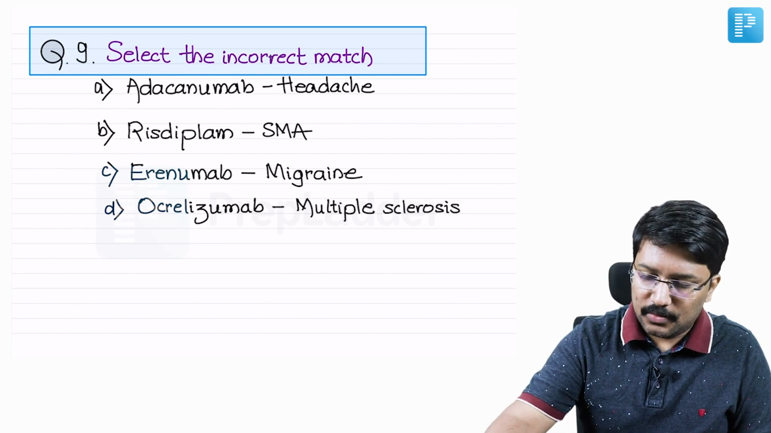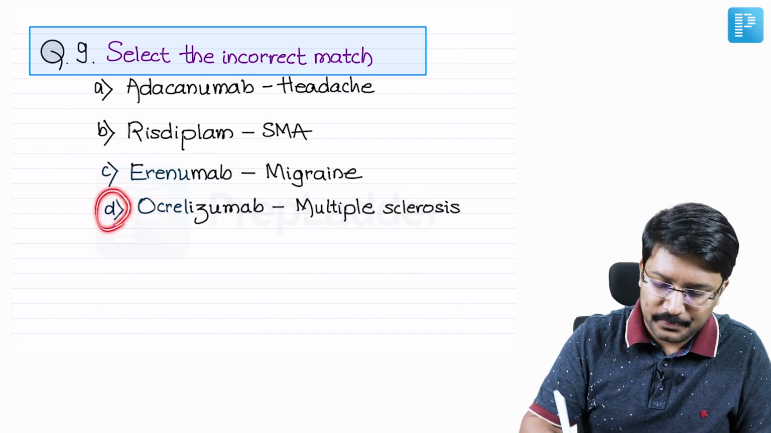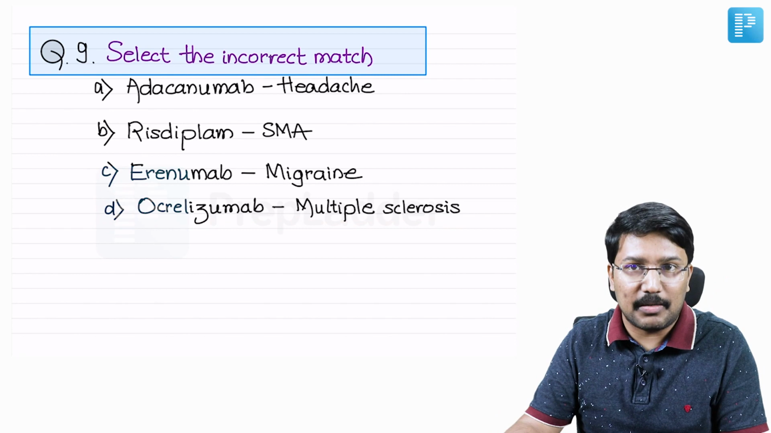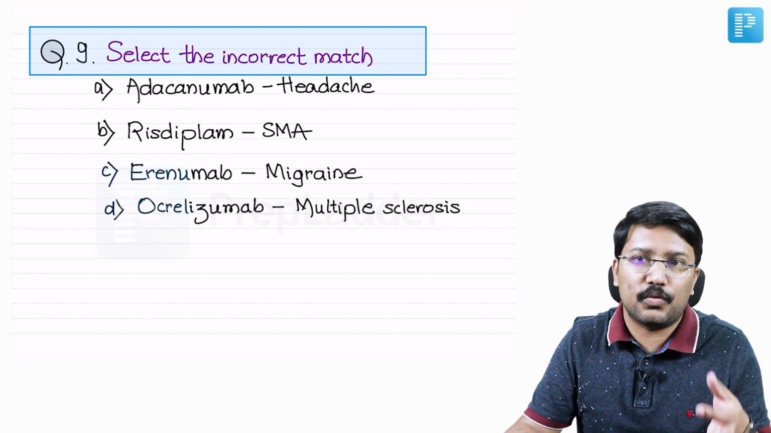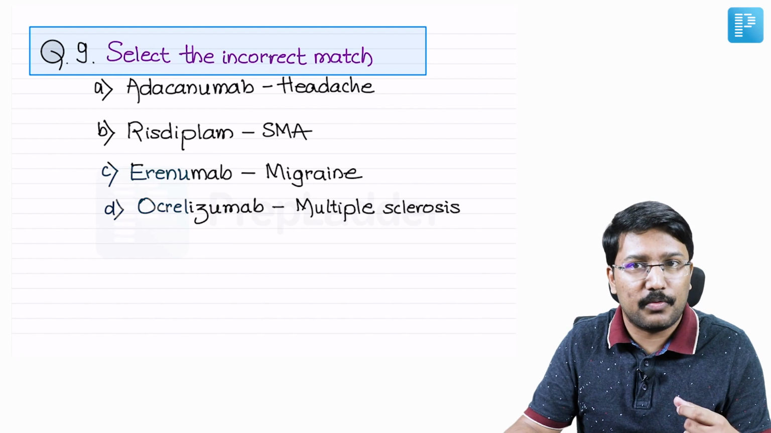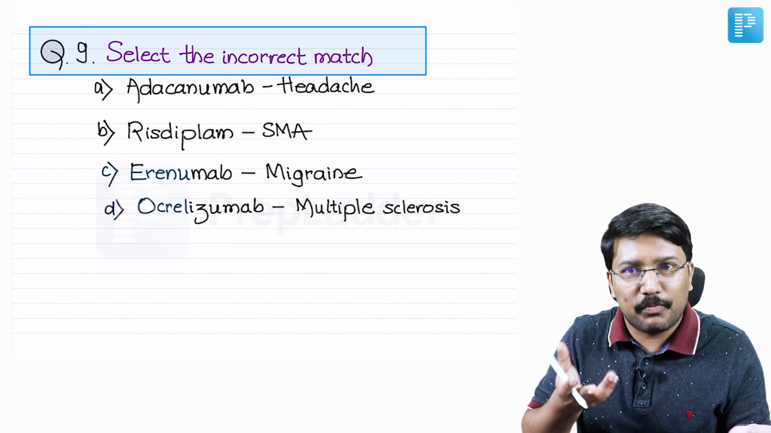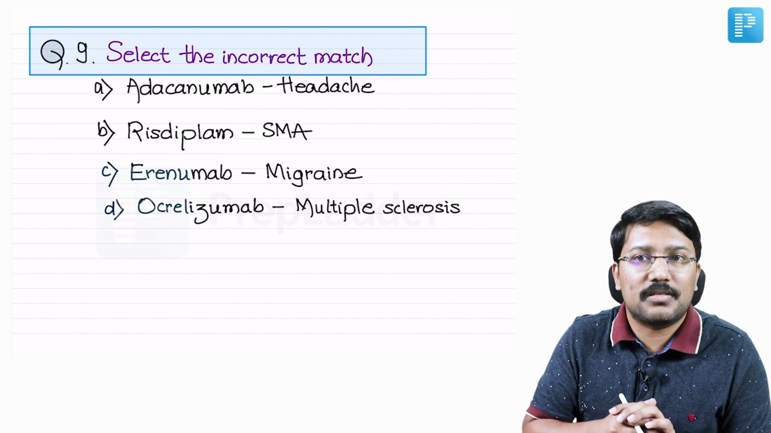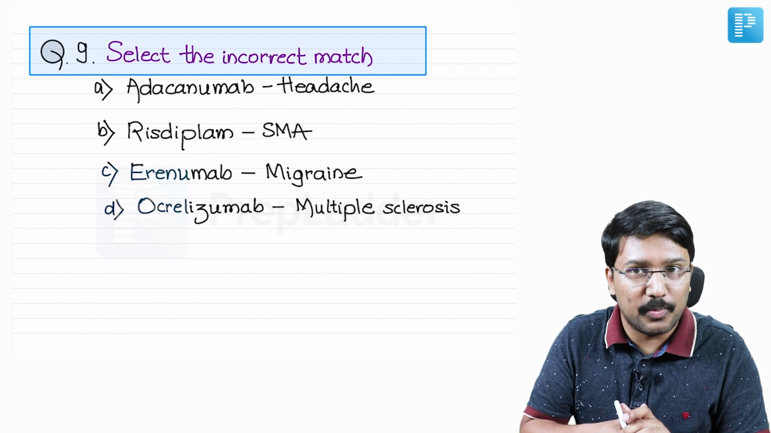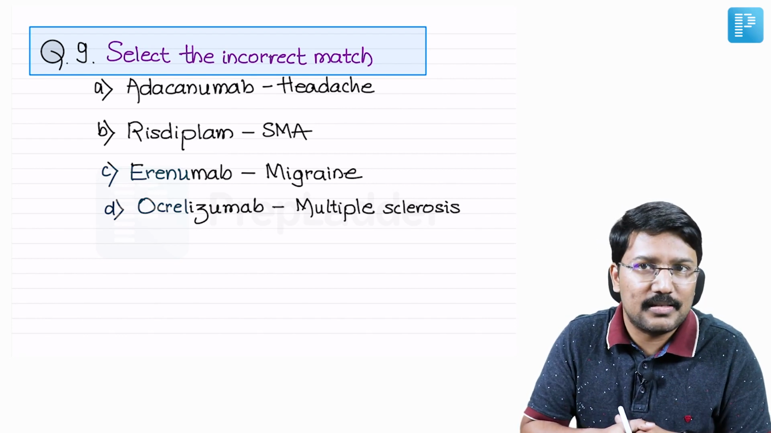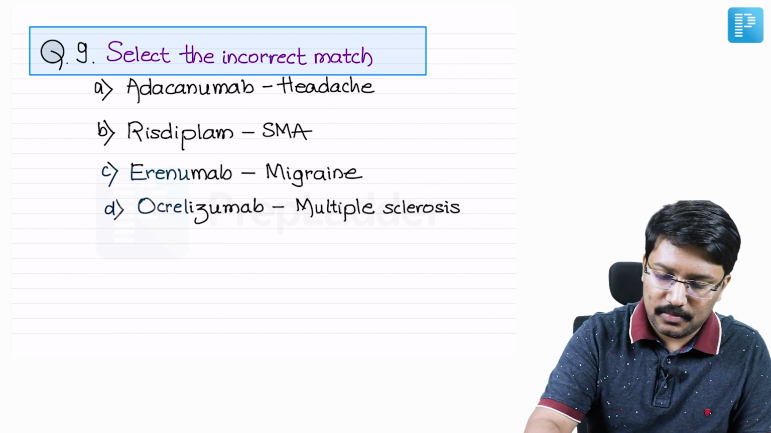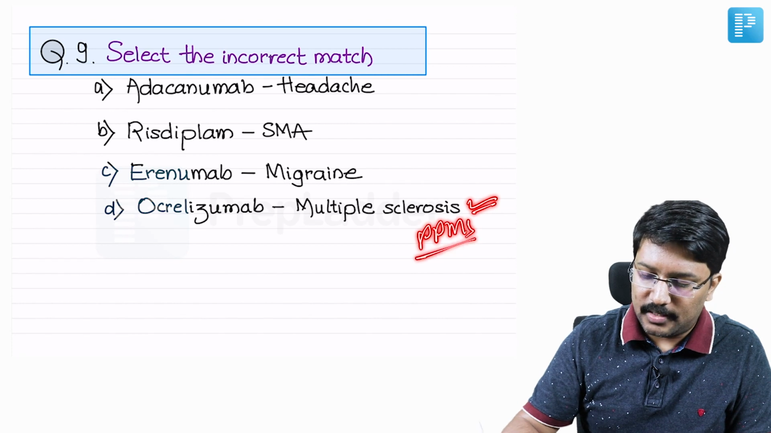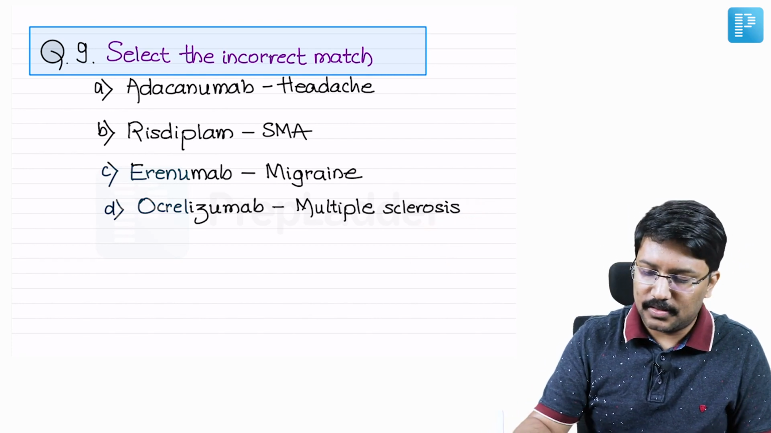Okay. So in this question, what are the incorrect matches? Let me start with option D. Ocrelizumab, definitely we all know about it. It is used in multiple sclerosis. I have discussed it multiple times. This is the first drug approved by the US FDA for primary progressive multiple sclerosis. I had told some of my UG students also that you can anticipate a question on ocrelizumab, asking which of the following is the first drug approved by the US FDA for primary progressive multiple sclerosis. And that question did appear in the INI CET in the last session, right? So this is true. This is not an incorrect match.